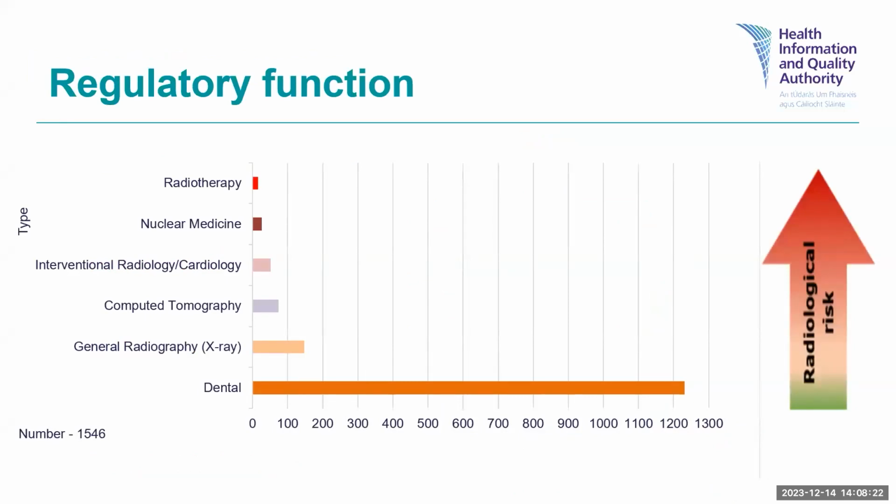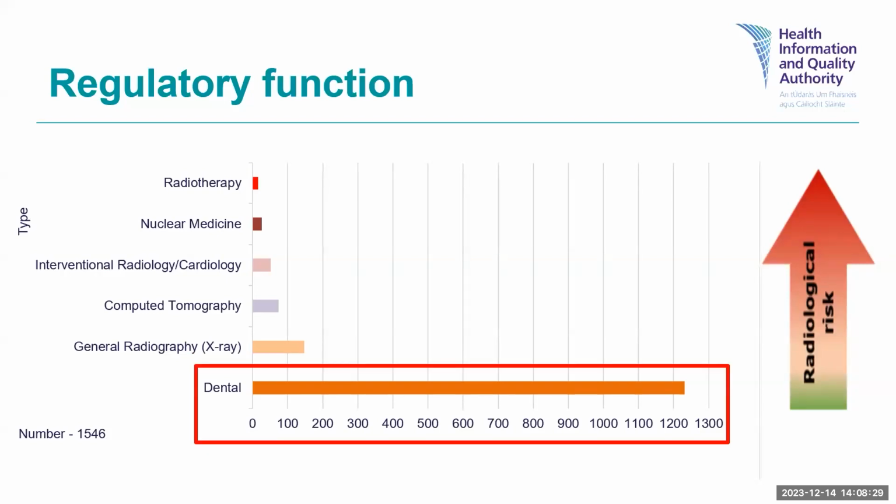So what is our regulatory function, or what types of services do we regulate? You can see from the graph here that the dental sector has the highest volume of services on our directory, with over 1,000 in our directory at the moment. But these represent, you'll see on the right, the little arrow showing the radiological risk. The dental service typically represents the lowest radiological risk. And this contrasts with, at the very top here, radiotherapy centres with only a small number of services available nationally, but this represents the highest radiological risk due to the very large doses of radiation that are needed to treat patients with cancer.